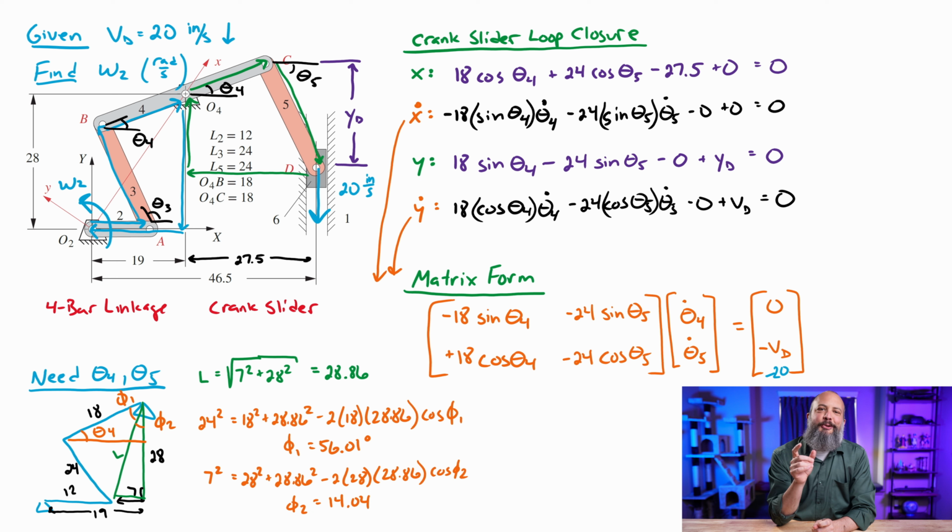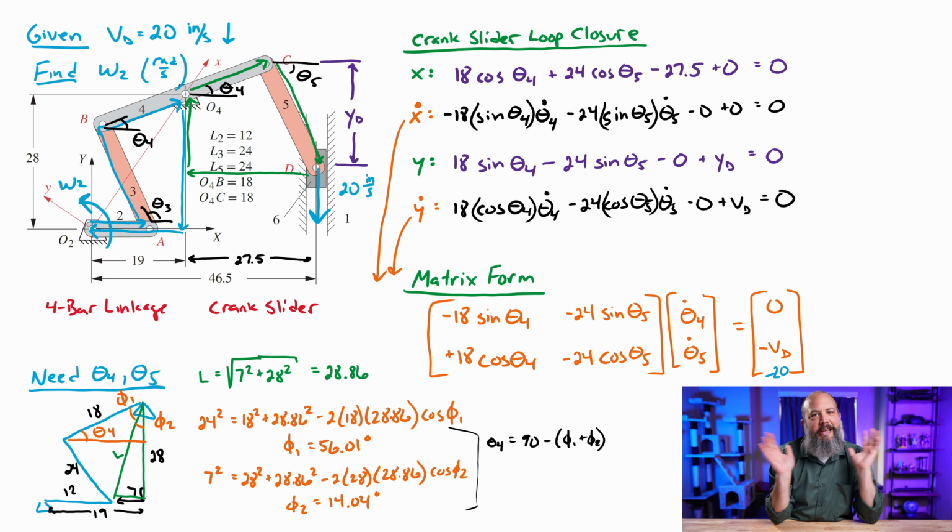For phi 2, I actually wrote this out using law of cosines, but since this is part of a right triangle, I should have just used sine or cosine or tangent. But, you know, too late now, law of cosines. So 7 squared, 7 is the opposite side from phi 2, and then 28 and 28.86 are the two adjacent sides. Plug in law of cosines, calculator work, 14.04 degrees for this angle. Add those together, subtract from 90, and theta 4 is 19.95 degrees.